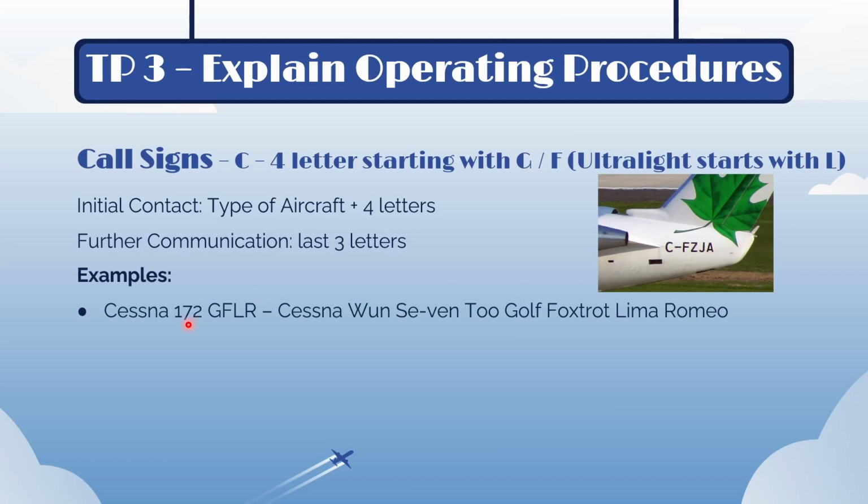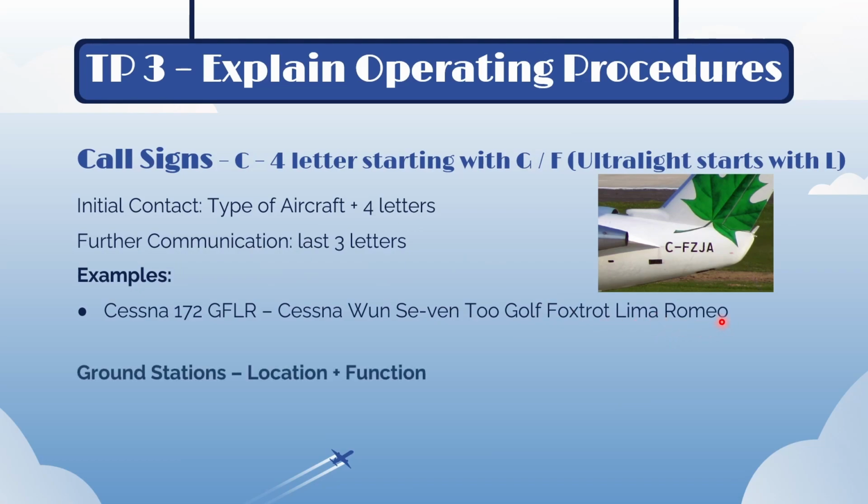So an example of this would be Cessna 172 GFLR. You would say yourself as Cessna 172 Golf Foxtrot Lima Romeo. Right, that would be how you address yourself. And then afterwards, for further communications, you would just say Foxtrot Lima Romeo.